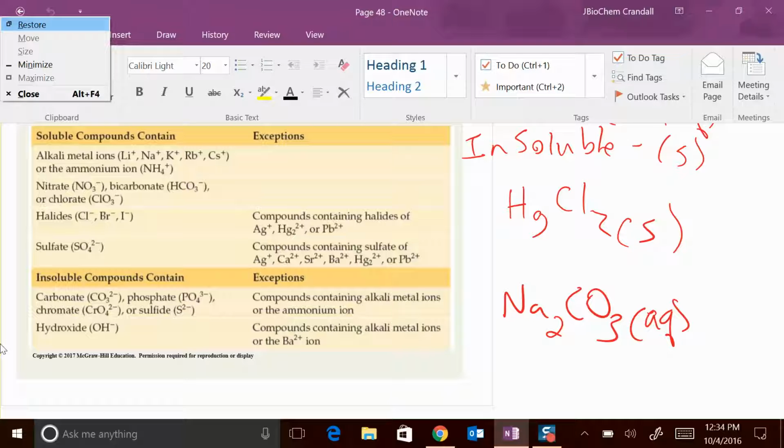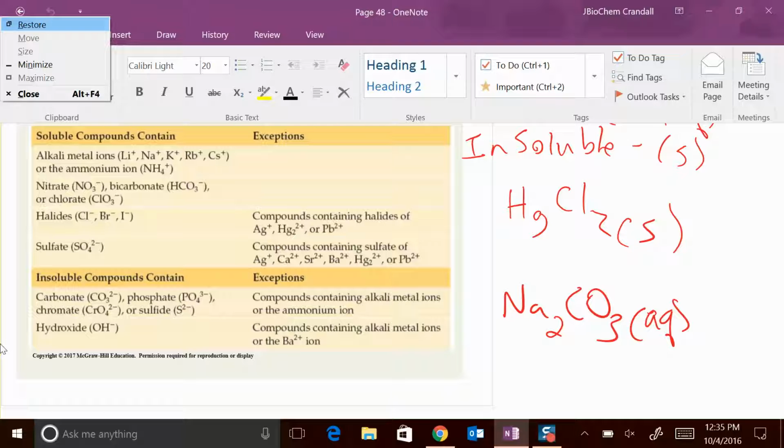So for things like mercury chloride and sodium carbonate, we determined their solubility. The chlorines are soluble, but if it's with mercury, it is insoluble. So that's how we're using this chart. Carbonates are insoluble, unless it's with an alkali metal. Sodium is an alkali metal, so therefore sodium carbonate is soluble. It would dissolve. That's why we say it's aqueous, whereas mercury chloride would be a solid product. It would not dissolve in water. Okay.